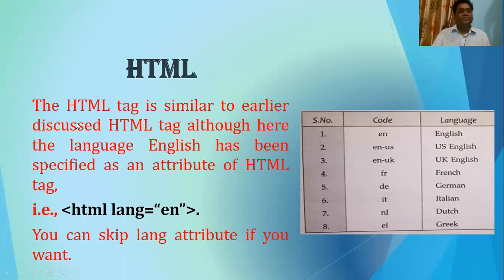Actually, it is different. Now, the HTML tag is similar to the earlier discussed HTML tag, although here the language English has been specified as an attribute of the HTML tag. Not only in English can you create an HTML document, you can create it in other languages also, like US English, UK English, French, German, Italian, Dutch, and Greek. And if you are going to create an HTML document in French or German, then you have to use the lang attribute, and specify the language here. You can skip the lang attribute if you want.